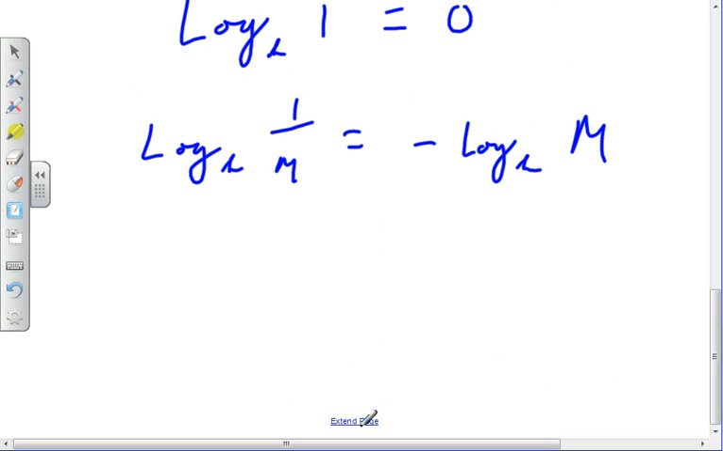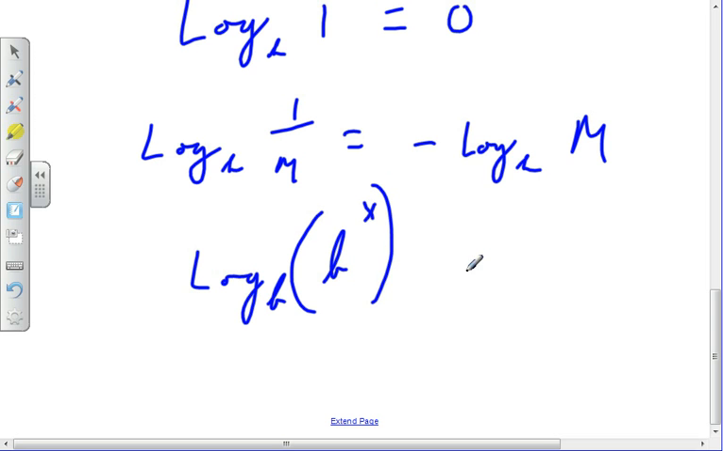Two more. Log of some base, of the base raised to the x power, is just going to be x. So the log function and the exponential functions are mirror images of each other. If I take the log of some exponential in the same base that the log is based on, then I get whatever the exponent is. Was that mealy mouth enough? Okay, good.